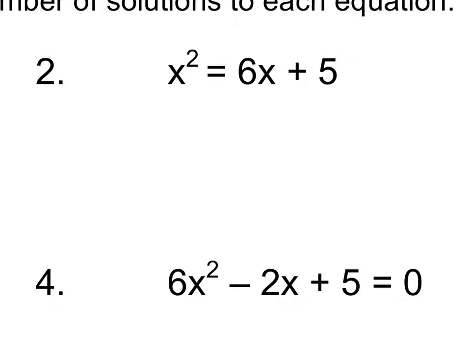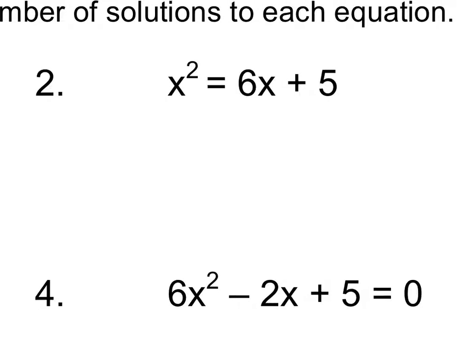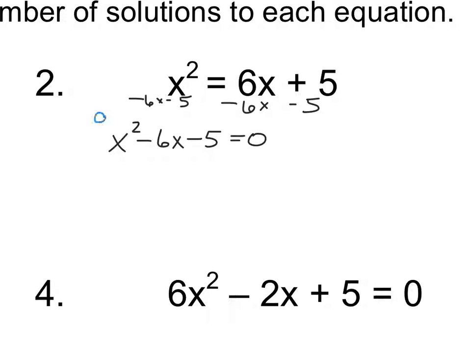Okay, all right, second one. If you remember from solving quadratics, I always have to have my equation equal to 0. So in this case, I'm going to subtract 6x and subtract 5. So I get x squared minus 6x minus 5 equals 0. I always have to make sure I do that before I can identify my a, b, and c. So a in this case is 1, b is negative 6, and c is negative 5.